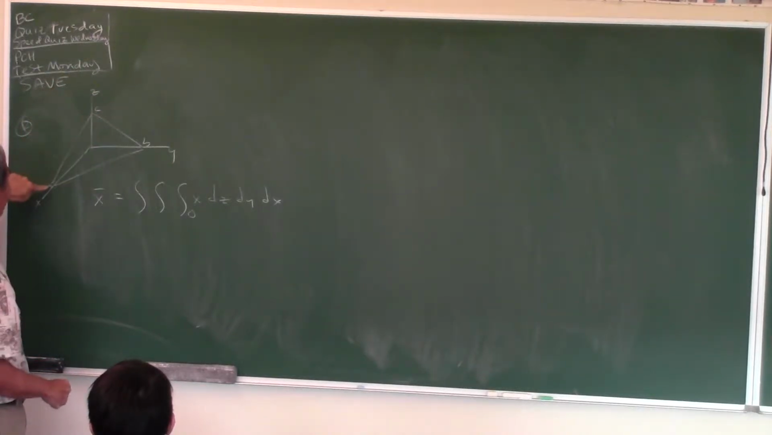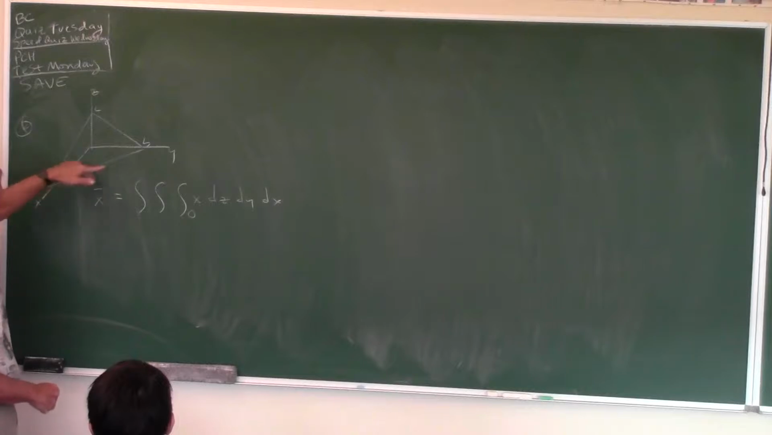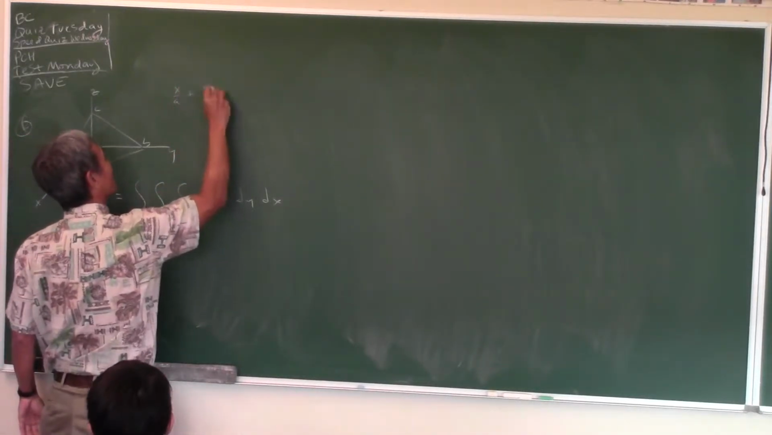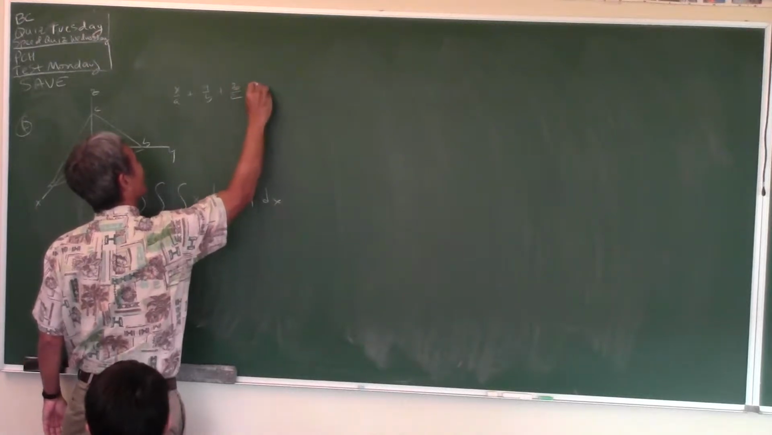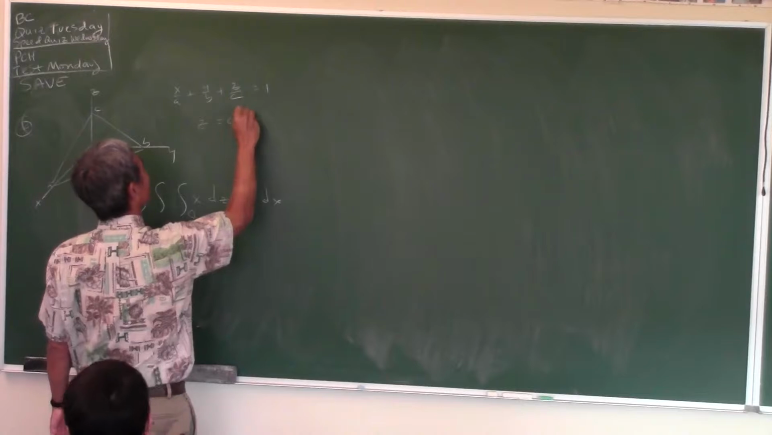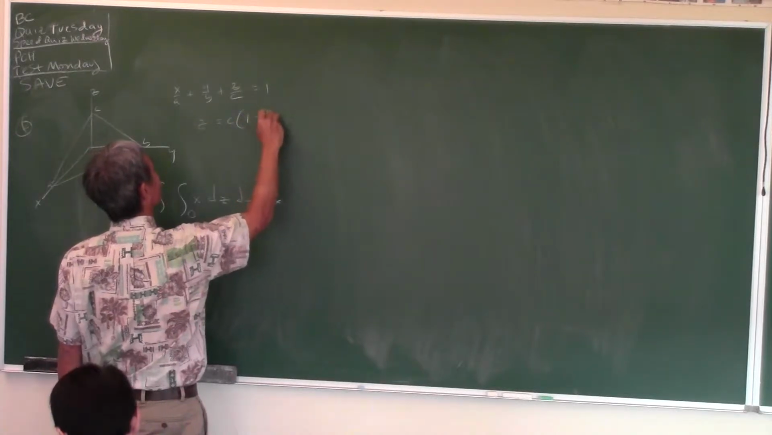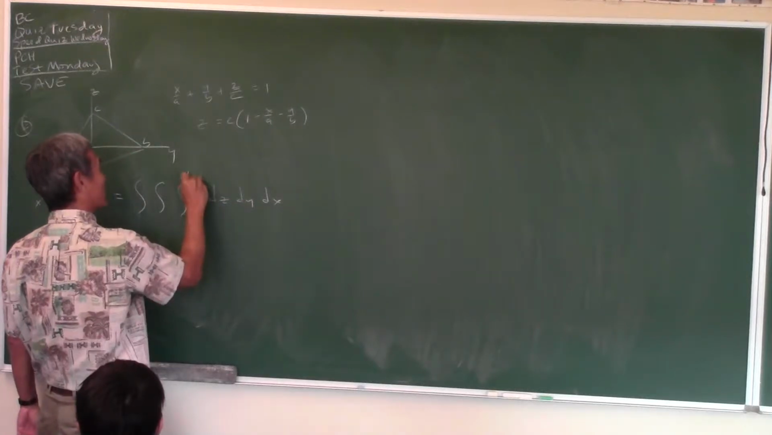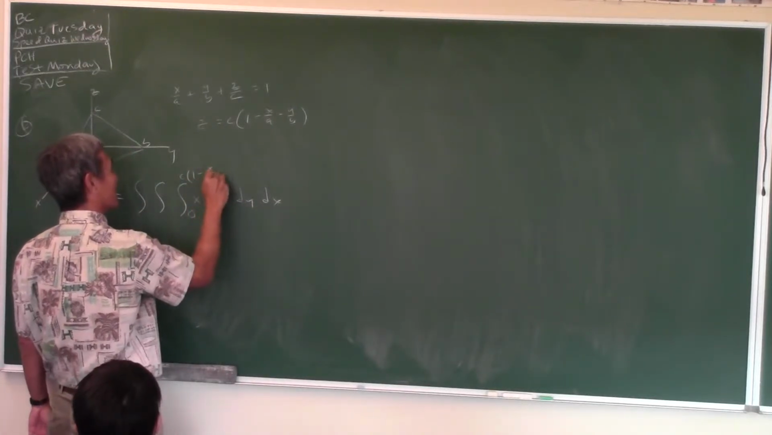What's the equation of the plane if the intercepts are a, b, and c? Wouldn't it be x over a plus y over b plus z over c equals 1? Yeah. So solving for z, z equals c times 1 minus x over a minus y over b, correct? So that's what this upper limit is going to be.